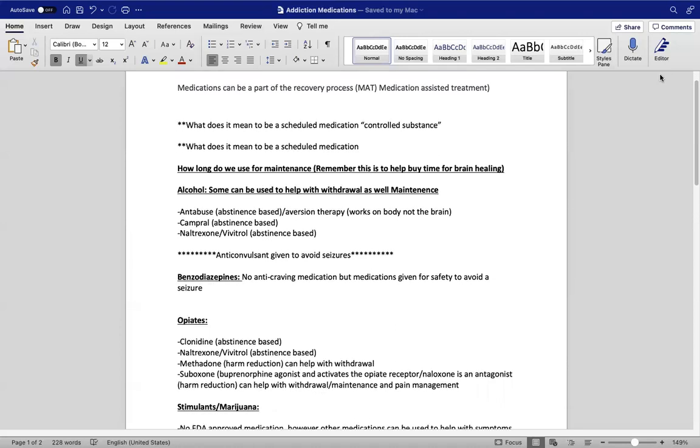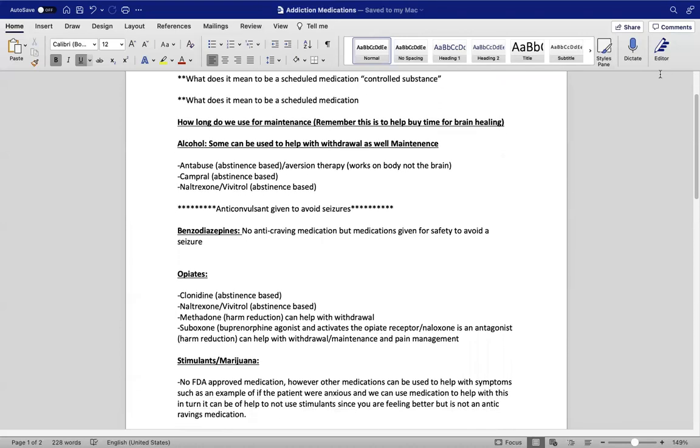Okay, so what does it mean to be scheduled medication? We just went over that. So how long does it take to be on the medication? I get this question all the time, and I'm just going to say blatantly, it just depends. It depends how you're doing on it. It depends how long you want to be on it. It depends on what your goals are. That's really the truth. Most of my patients tend to be on, and it depends on the medication.